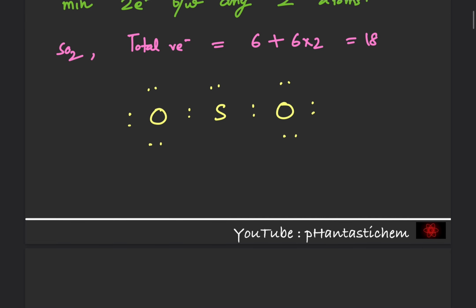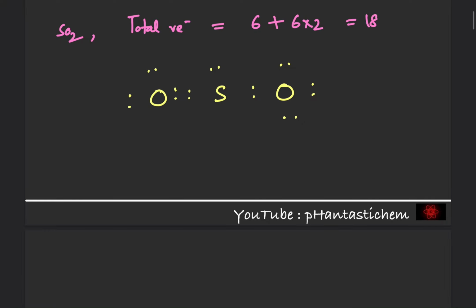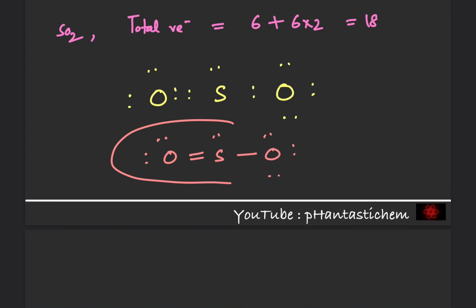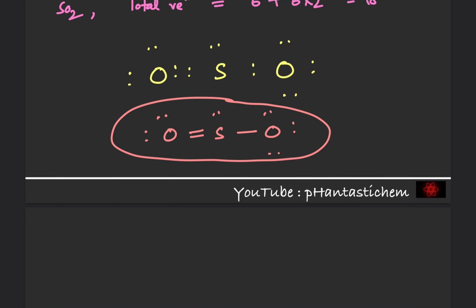Okay, so the octet of sulfur is not complete. It has just 6 electrons. So therefore I will shift any one lone pair to make a double bond. Showing the bond pairs of electrons as lines, ultimately I will have S double bond O, single bond O. So this is the electron dot structure of SO2. Therefore S has 8 electrons around it, so it obeys the octet rule.